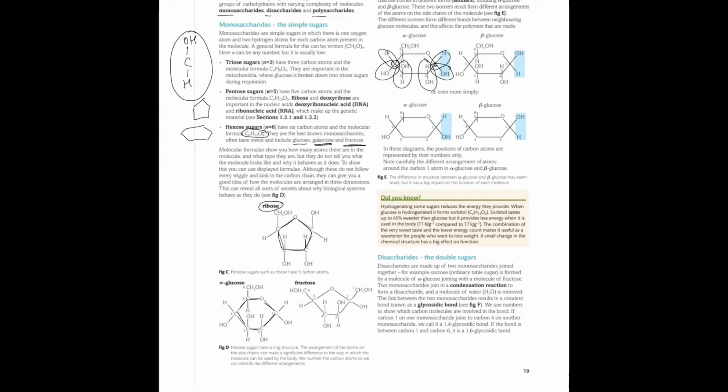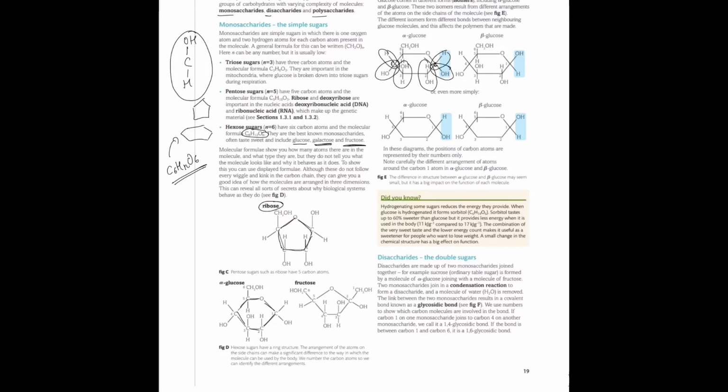Molecular formulae show you how many atoms there are in the molecule and what type they are. But they do not tell you what the molecule looks like and why it behaves as it does. If we take hexose sugars as an example, C6H12O6 tells you it contains 6 carbons, 12 hydrogens, and 6 oxygens, but it doesn't tell you how they are arranged. Is it all a straight chain? Does it look like this? It doesn't tell you anything about the shape.